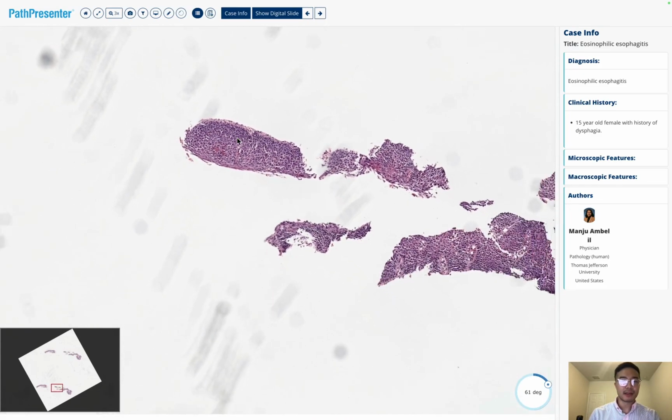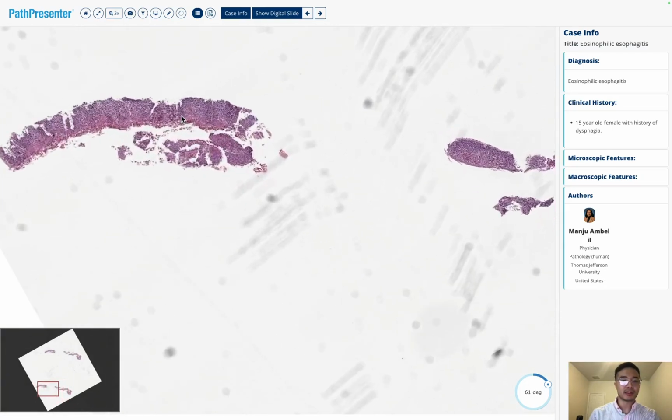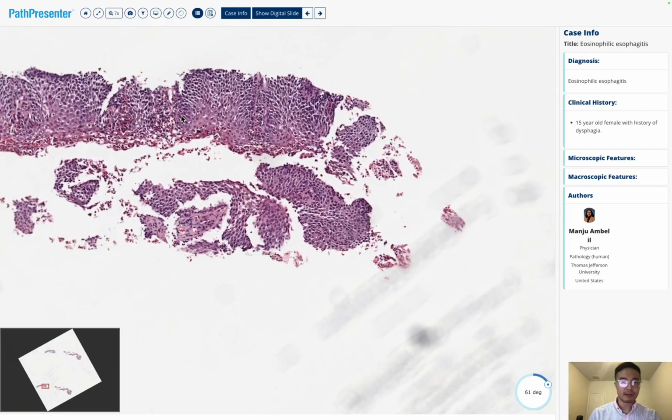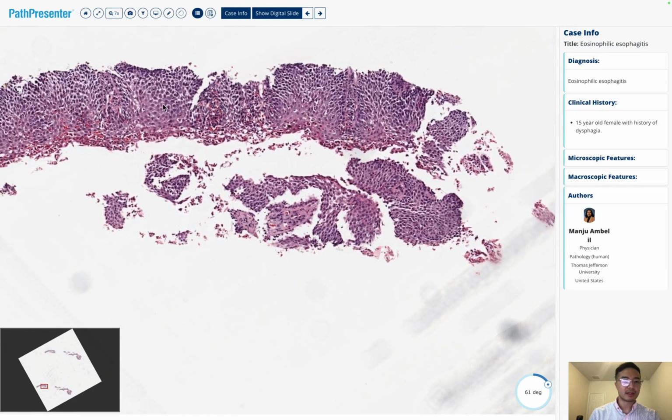Don't tell me how that came to be, but that's just one thing that we had learned. I don't see a lot of lamina propria fibrosis, and that may be because they only got a superficial sampling of this esophagus. But that's another telltale sign.